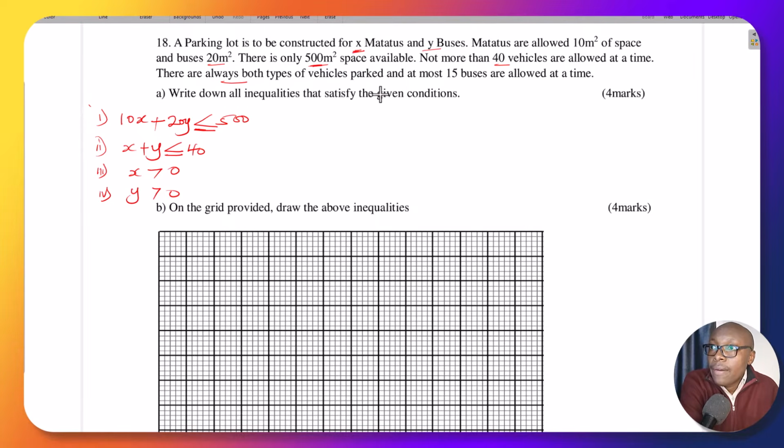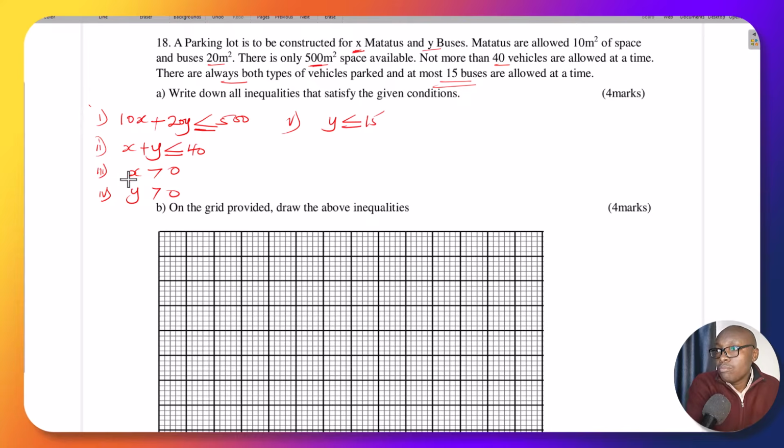Then, at most 15 buses are allowed. So at most means what? For the buses, y, at most 15 buses means that the number of buses should be less than or equal to 15. That is what we mean by at most. Now those are the inequalities that you're supposed to make.